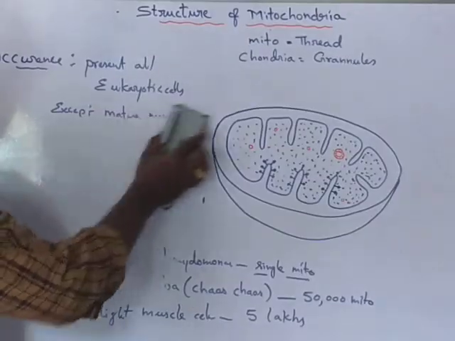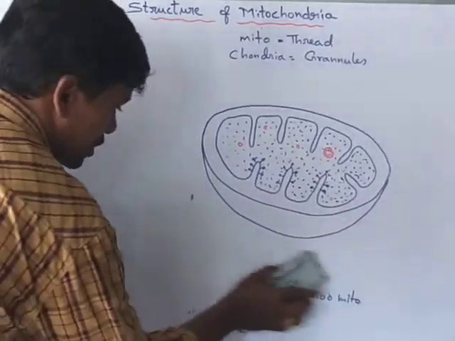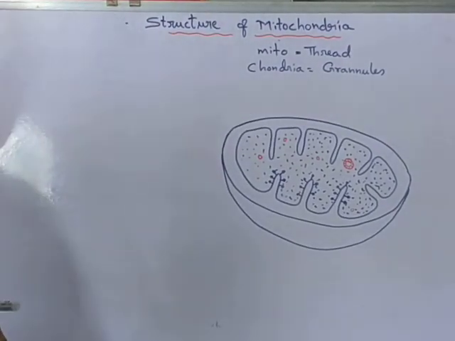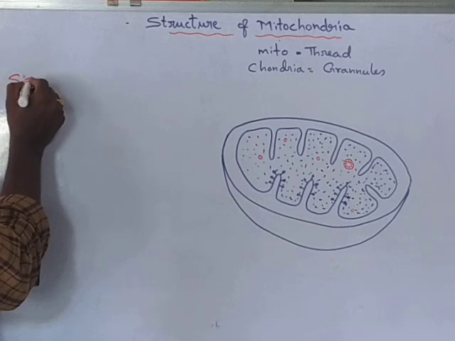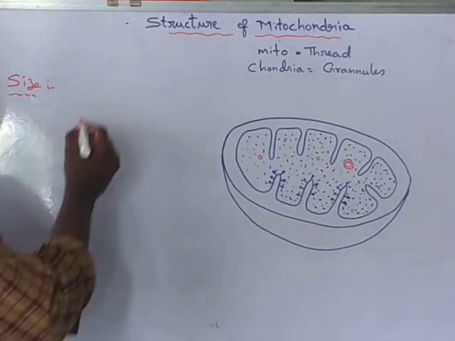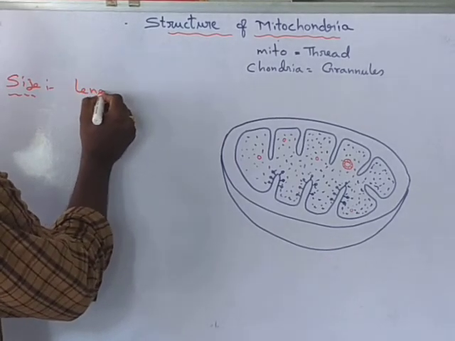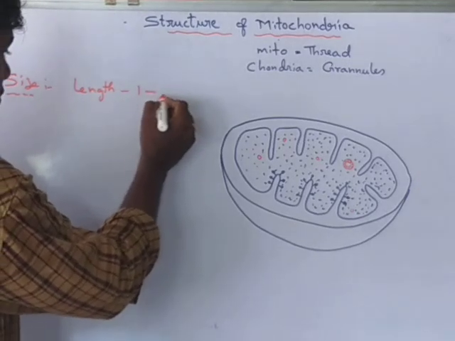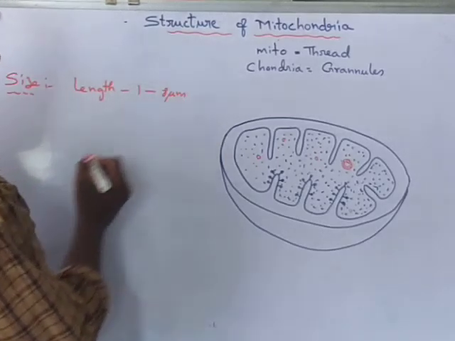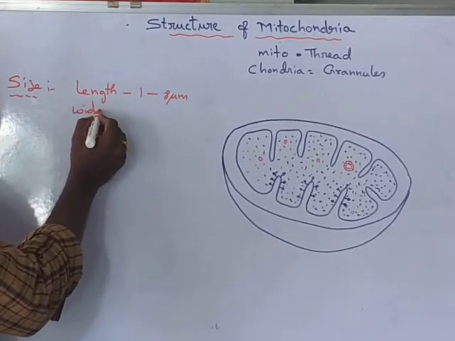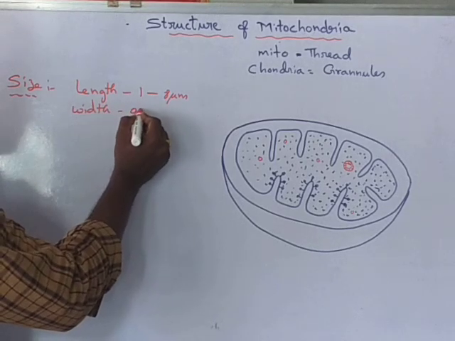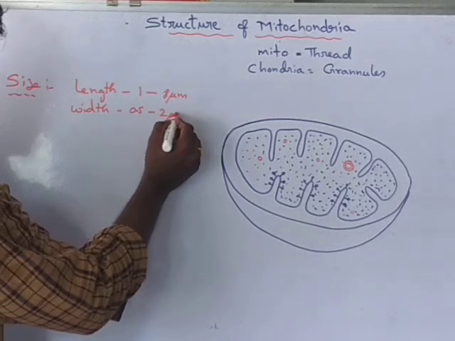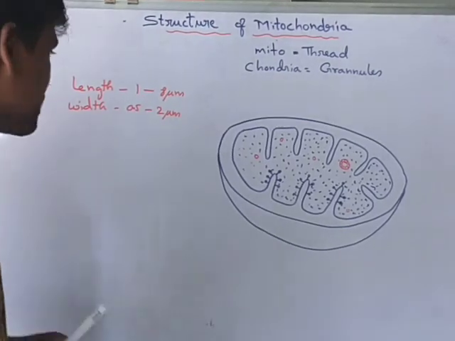Now the size of the mitochondria. The length of the mitochondria is 1 to 8 micrometers, and the width is 0.5 to 2 micrometers. This is the size.